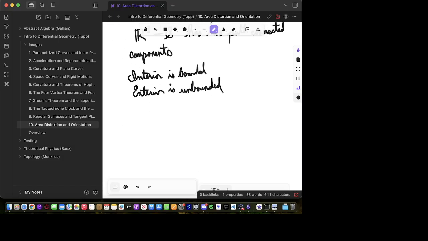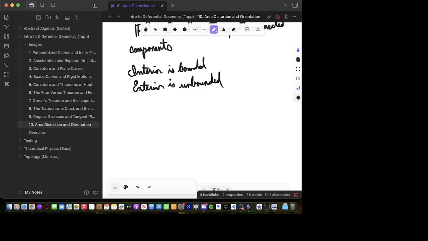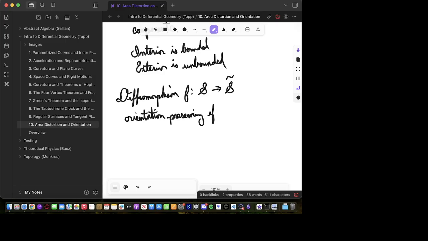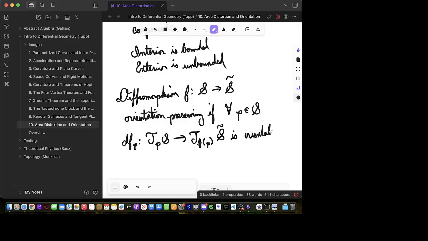I'm going to skip over the proof of this theorem and just move on. Now, just like how maps between subspaces can be orientation preserving, diffeomorphisms can also be orientation preserving. So, given 2 oriented surfaces, a diffeomorphism F is called orientation preserving if for every point in S, DFP is orientation preserving by the definition for a linear subspace.